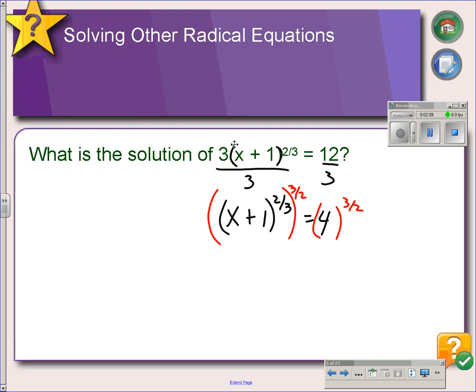The 2/3 times the 3/2 is equal to 1, so we have just eliminated the exponent. On the right side here, we have 4 to the 3/2, which is the same thing as the square root of 4 cubed. The square root of 4 is plus or minus 2, and then if we cube that, we get plus or minus 8. So x plus 1 equals plus or minus 8.